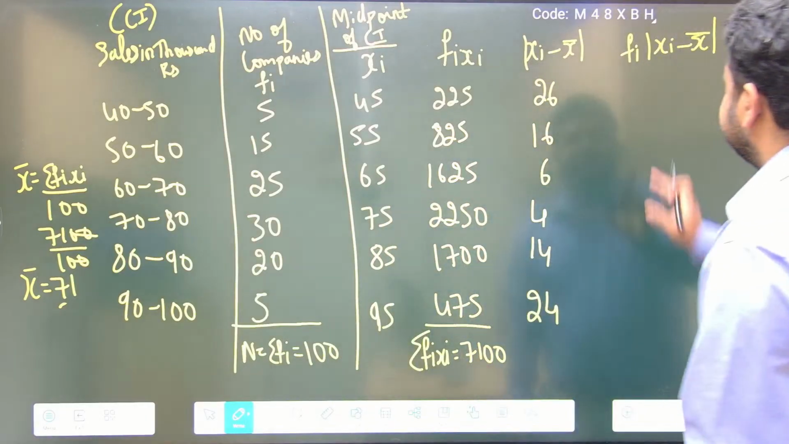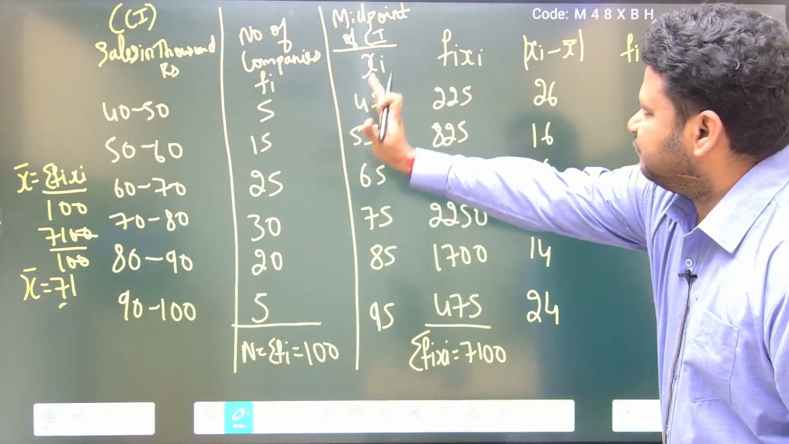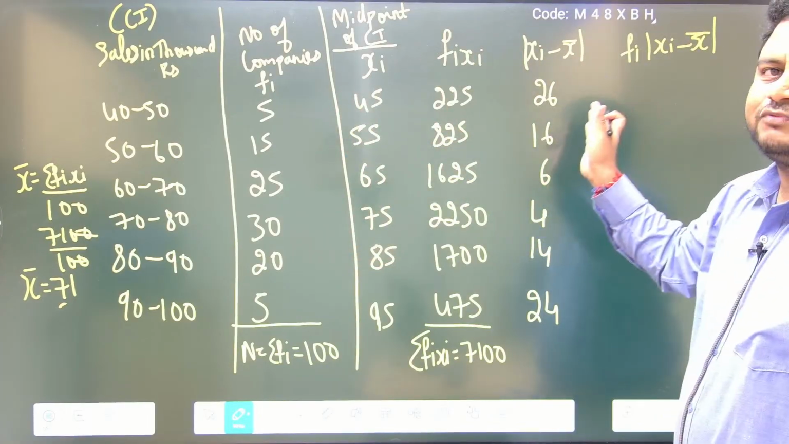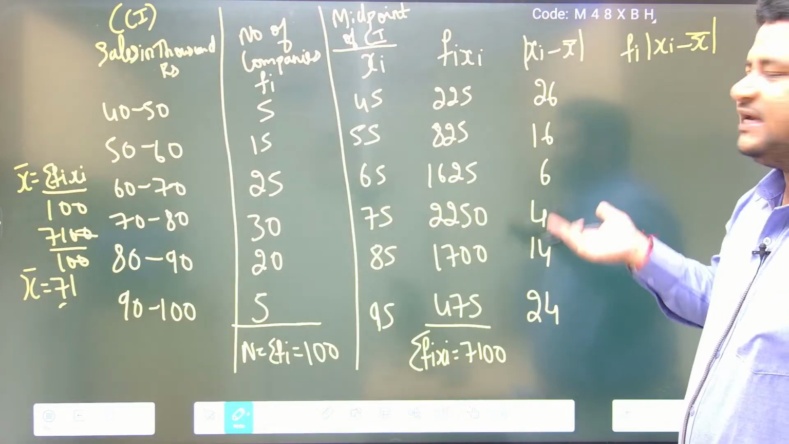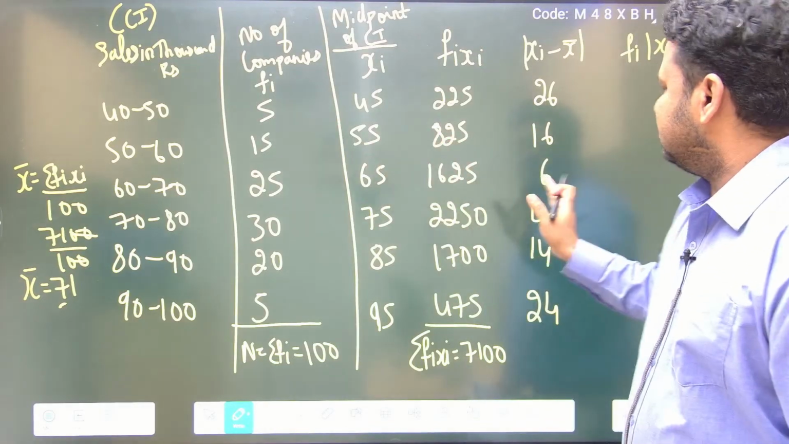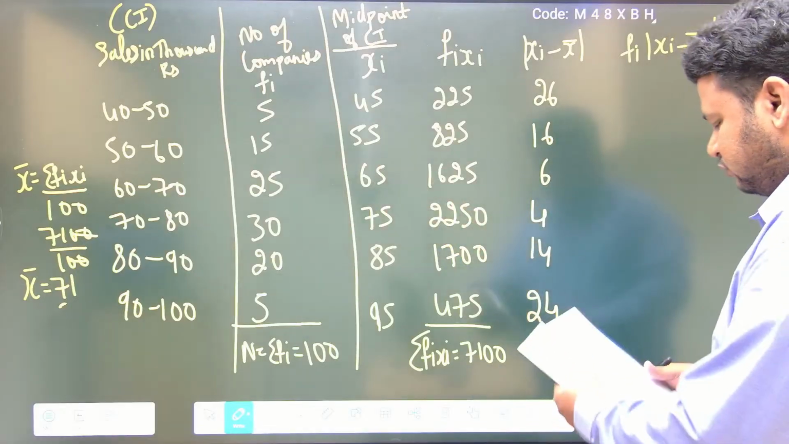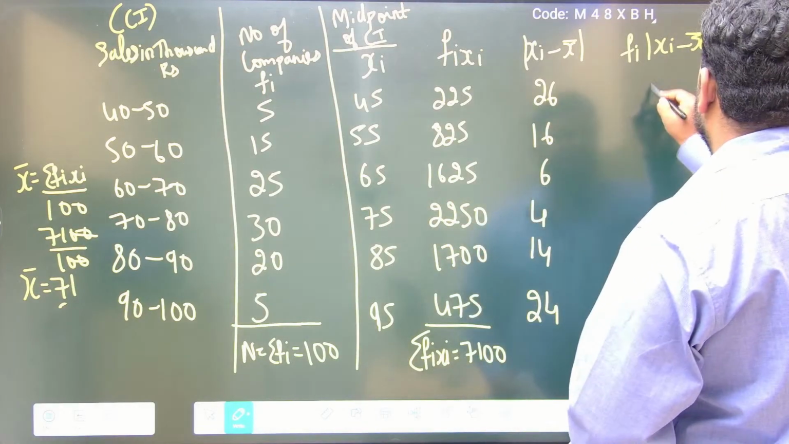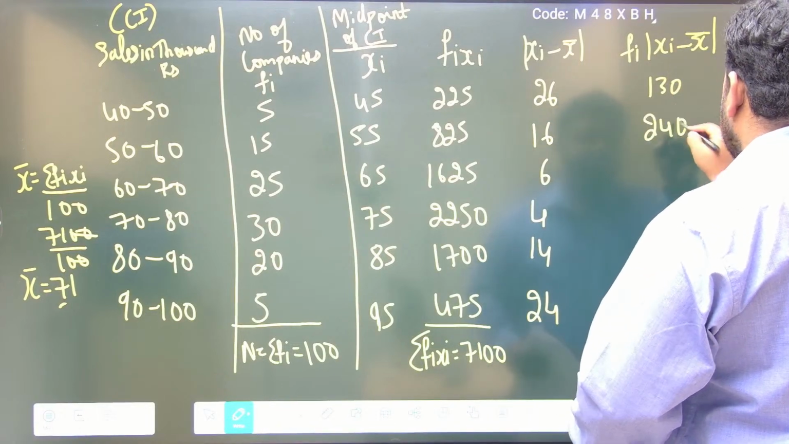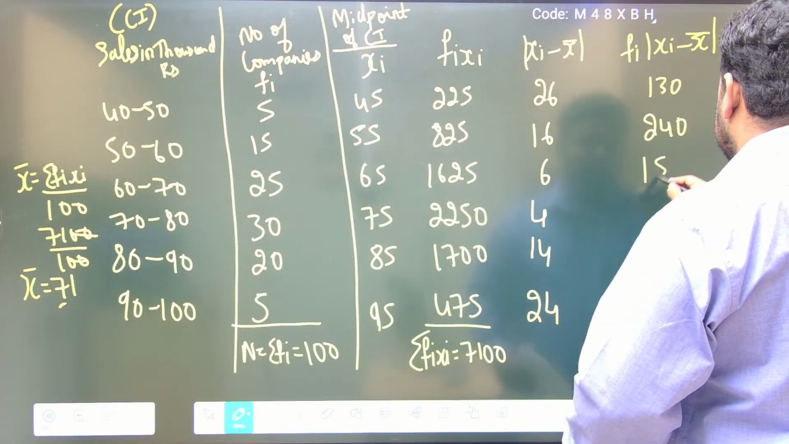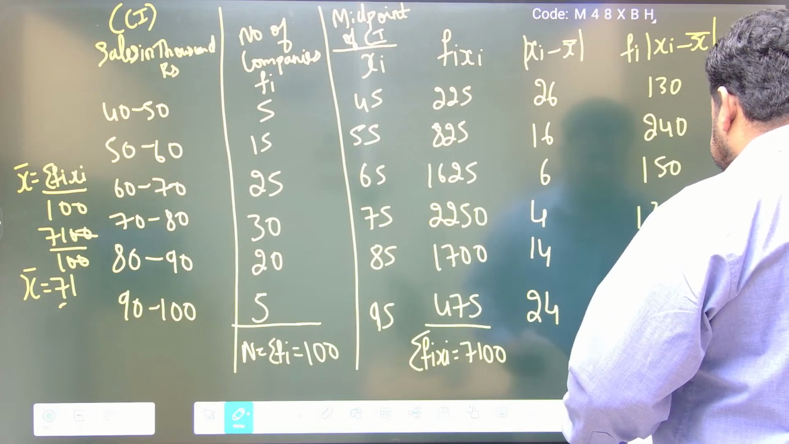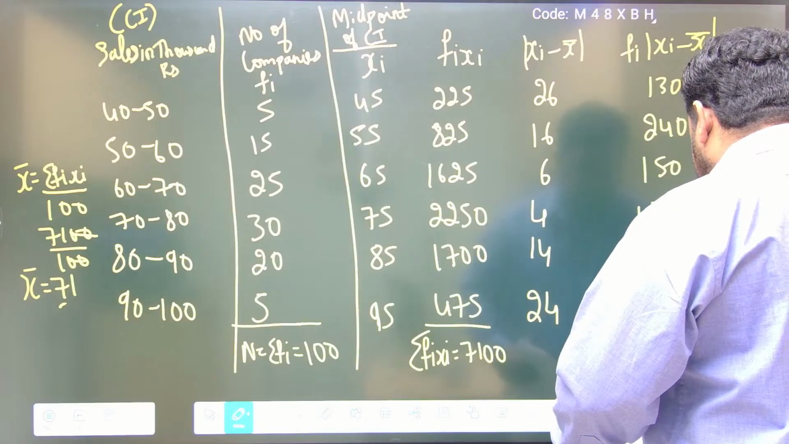Now what should you do next? This fi, the frequency, the number of companies, into xi minus x bar. The summation of this will give us the mean deviation. Fi into xi minus x bar: 26 into 5, 16 into 15, 25 into 6. Just like that we have to multiply and keep it. We will get 130, 240, 150, 120, 280, and next 120.